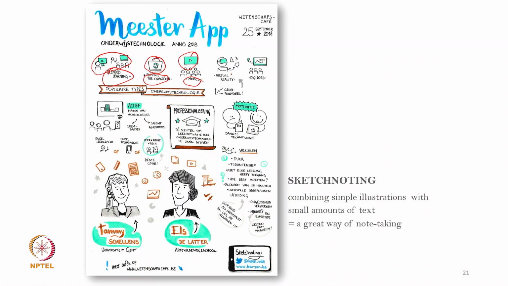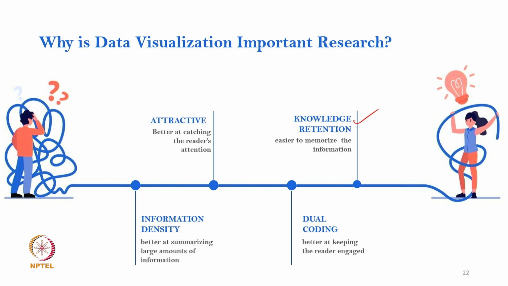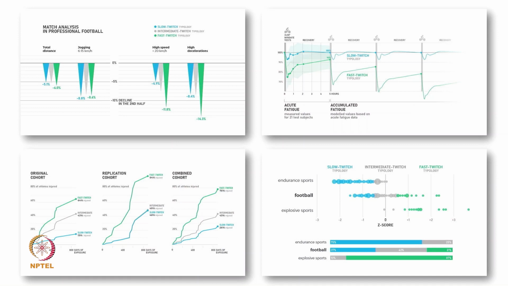Data visualization can help with knowledge retention by making the data easier to understand and highlighting important information. Visualization can improve decision quality by transforming complex and abstract data into clear and engaging graphics. There are a few examples given on the screen here. This is how scientific research is being presented.